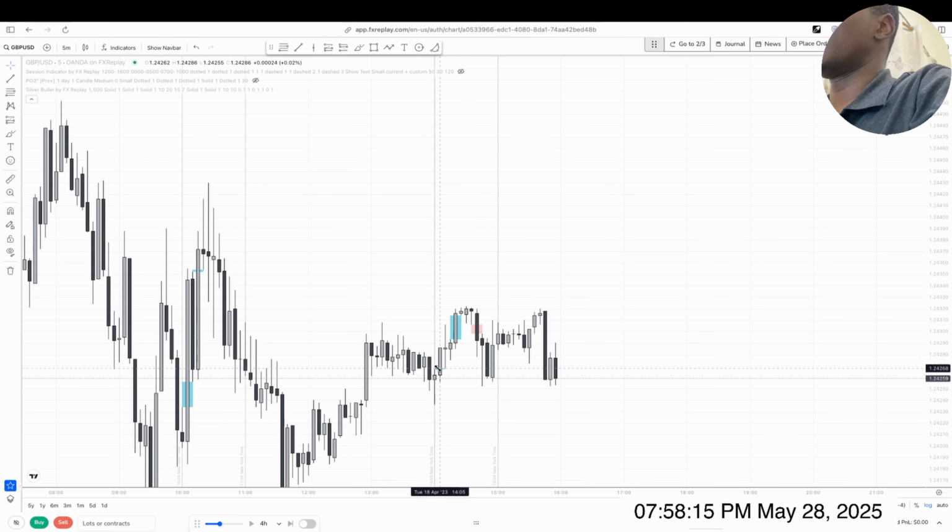So you can see no entry was provided. We just want the first fair value gap, none other than that. Let's go to the next Silver Bullet session.